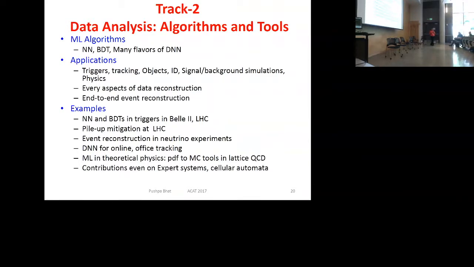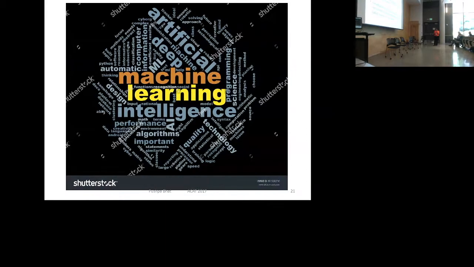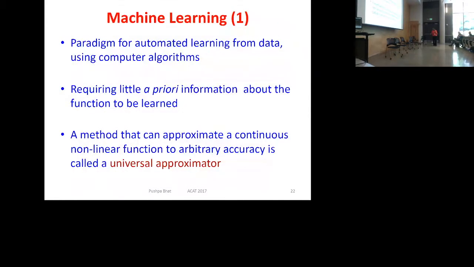And end-to-end event reconstruction, which is basically going from physics-based variables to now using all the raw data input to have image kind of recognition for the whole event. These are some of the examples, and you have already seen them, so let me not go through that. So I just wanted to say a few words on machine learning.